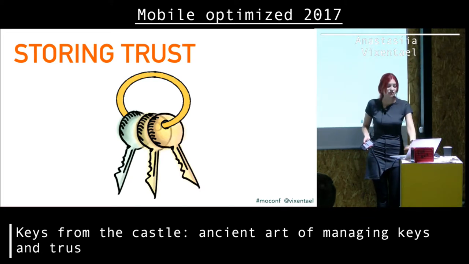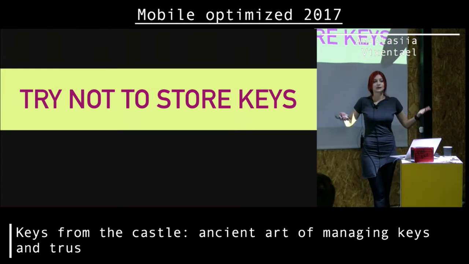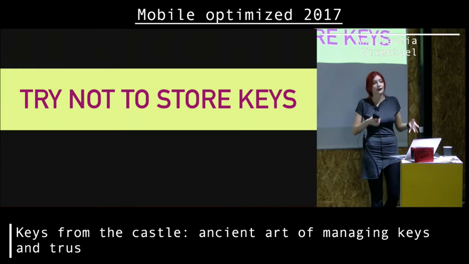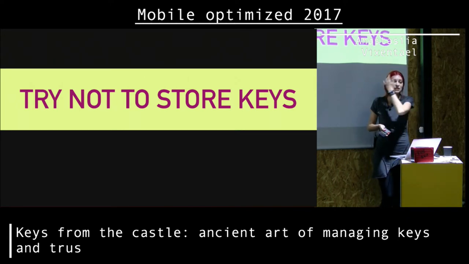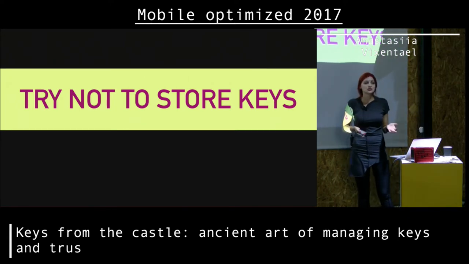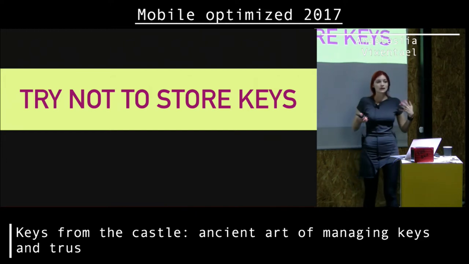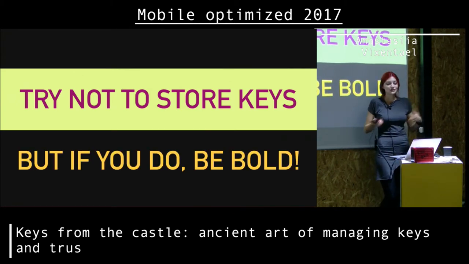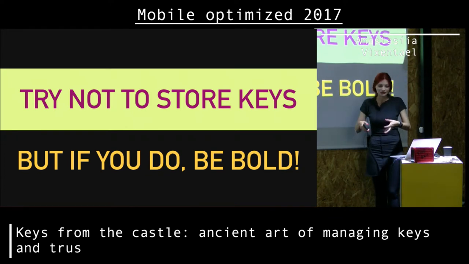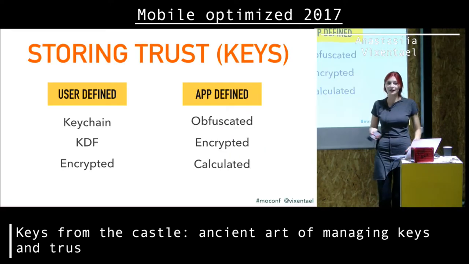The thing is that keychain is great. However, great developers avoid storing keys at all. Keychain will break if your device is jailbroken. And sometimes you just cannot use keychain. So if you want to avoid leaking keys, just don't store them at all. But if you need to, put a lot of effort into protecting them from prying eyes.